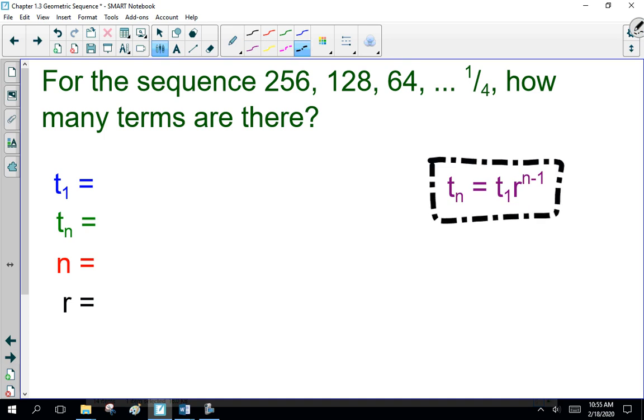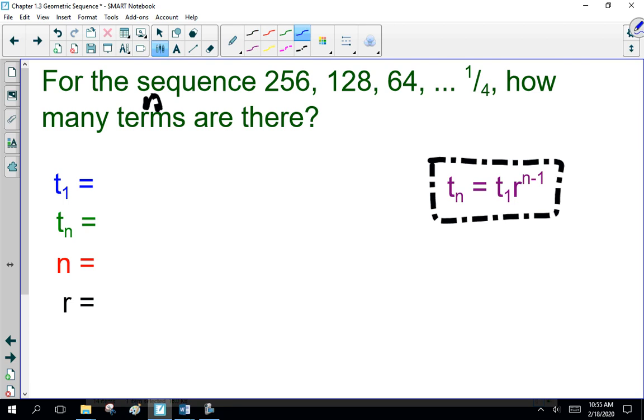Okay. So, remember there's only one formula, and there's 4 unknowns, t to the n, t1, r, or n. So I'm going to give you 3 of them, or the information to find 3, and then you've got to find the 4th. So this question here, for the sequence 256, 128, 64, and so on, to 1/4, how many terms are there? So I'm asking for n.